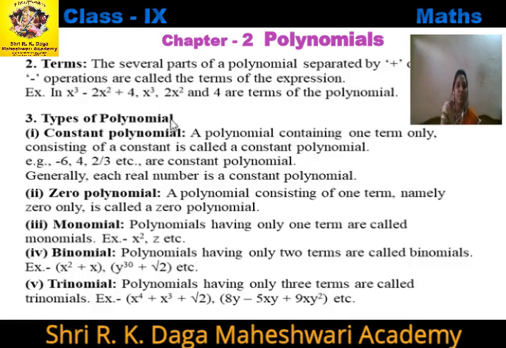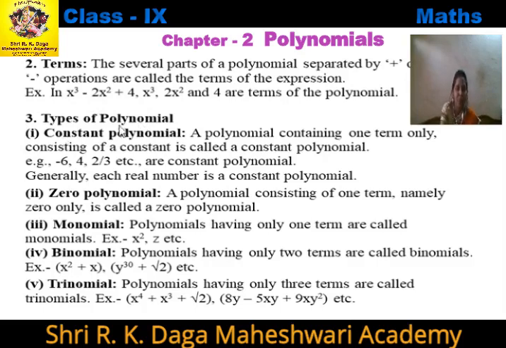Now terms. The several parts of a polynomial separated by plus or minus operations are called the terms of the expression. For example, x cube minus 2x square plus 4. This is a polynomial and in this polynomial x cube, 2x square, 4, these are the terms of this polynomial.